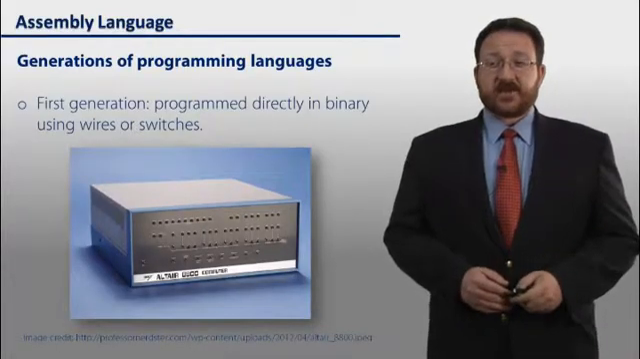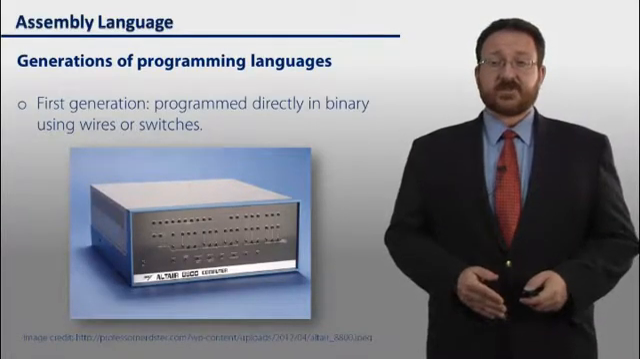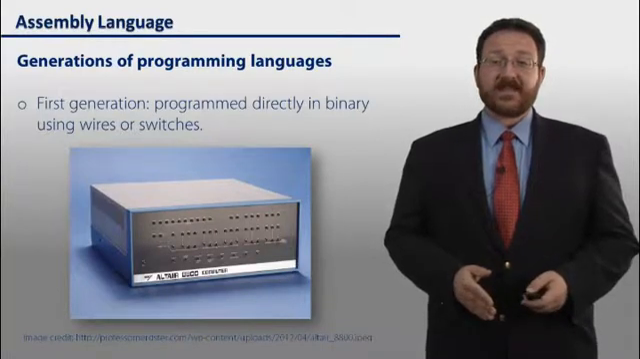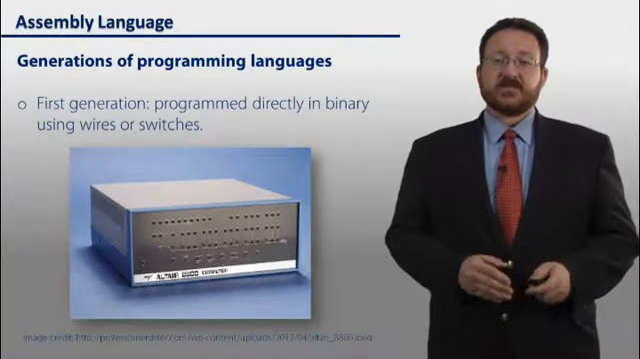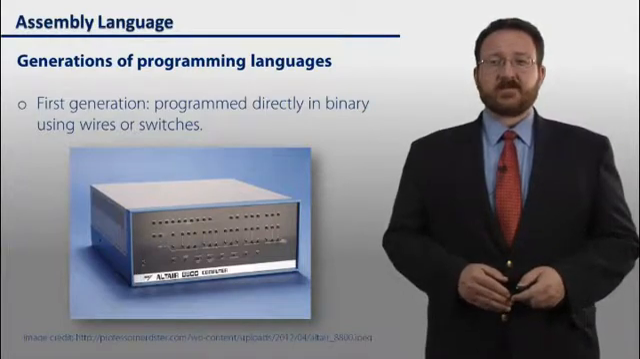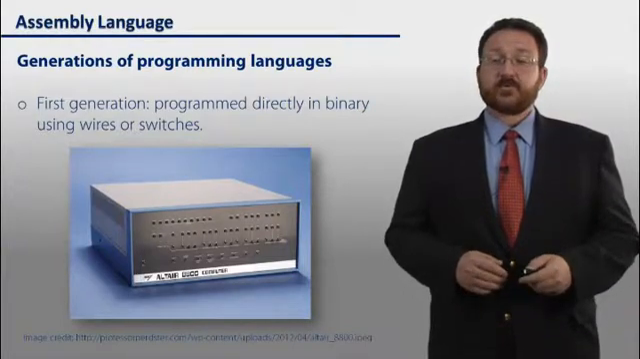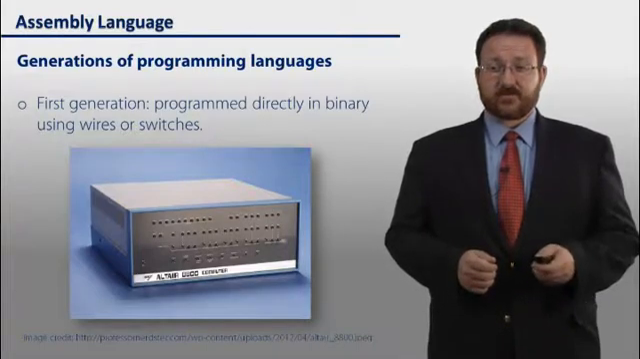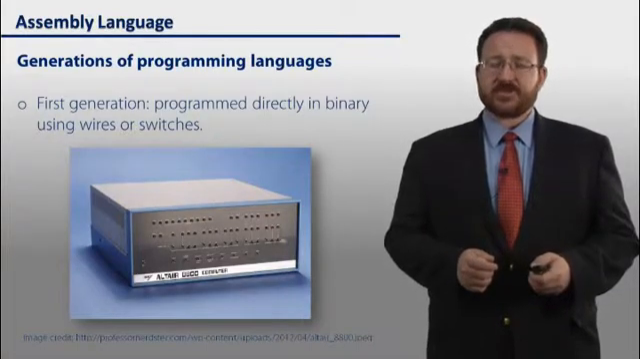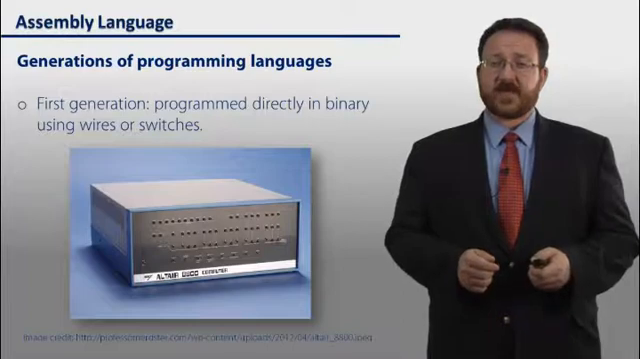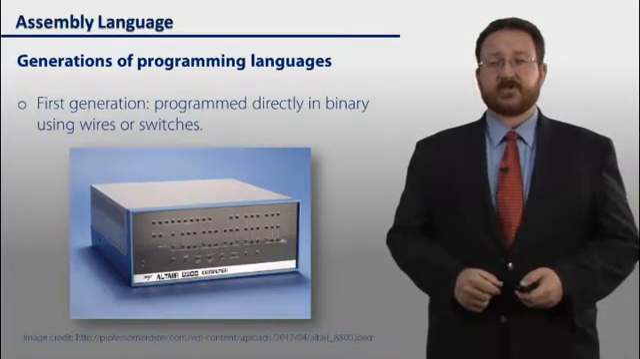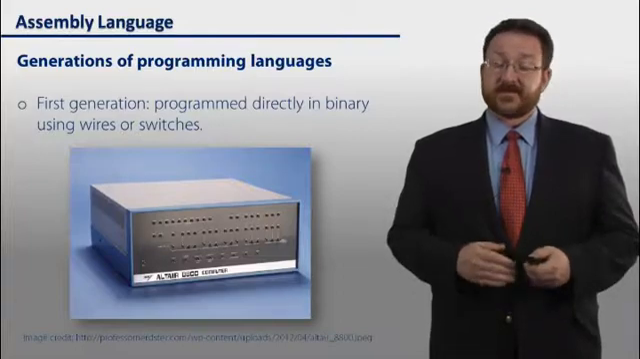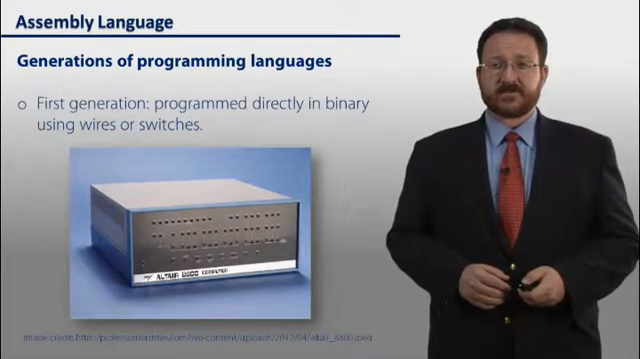Let's talk about some generations of languages. The first generation languages were programmed directly in binary into the computer system on which they would execute. So this computer, for example, the Altair 8800, was programmed directly with switches on the front. So the programmer would have to figure out what the machine code was for the instruction he wanted to execute, set the switches independently, and then press a button to store the instruction into memory.